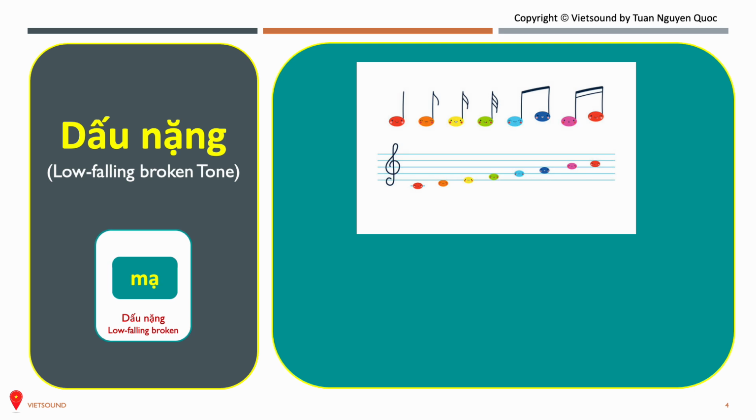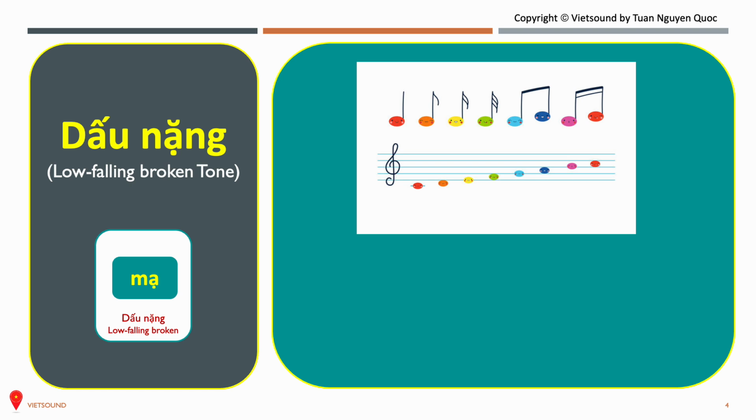Before we talk about the low falling broken tone, make sure that you've watched my video about the falling tone. If you haven't done that yet, click on the link in the description to watch this video first. Now let's come back to the low falling broken tone, dấu nặng. Let's see how this tone is made.